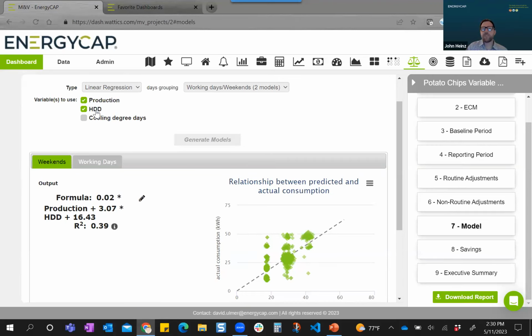You can take into account degree days. You can also bring in occupancy or student count, hours of operation. In this case, bringing into account production. It also creates a model for the weekends and then working days or school days. So it's looking at different time periods. So it's a more advanced model.